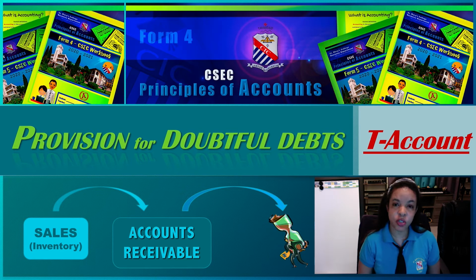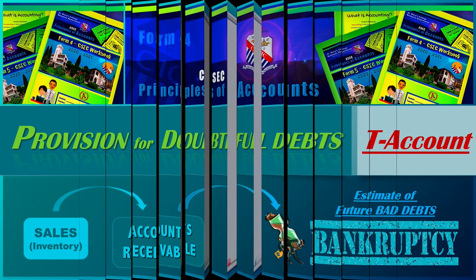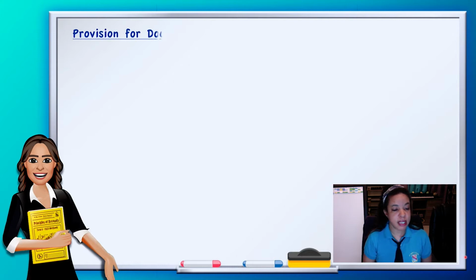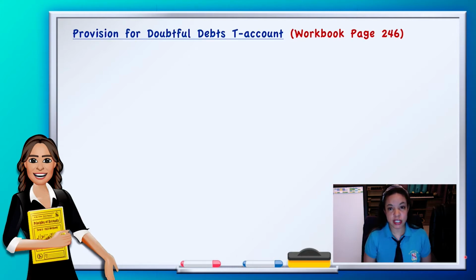So today's lesson is where we actually go into the account and place the transactions within the account. Here we have the heading, Provision for Doubtful Debts T account, and you would find an example of the format for the T account on page 246. So we start with a little reminder.